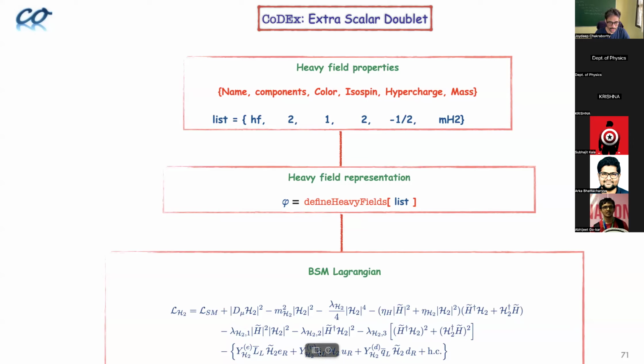And then we write down the BSM Lagrangian. If you see, we do not need to provide the standard model Lagrangian. We provide only that part of the Lagrangian in the input file that involves your heavy field, and that's what we have done. Okay. So if you make a mistake in providing this, you'll get a wrong answer. You have to be very careful that you know the correct Lagrangian. Okay.